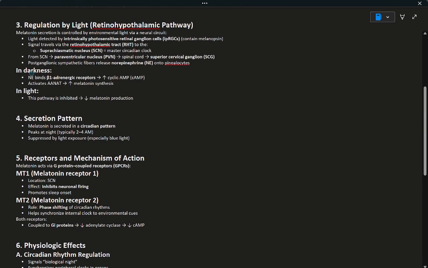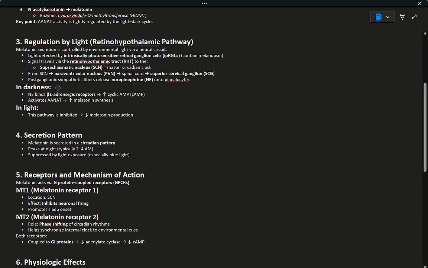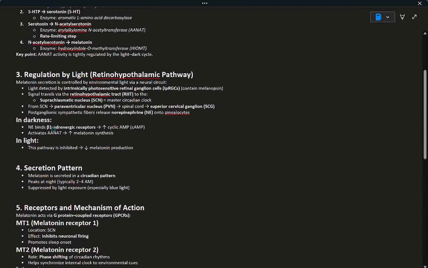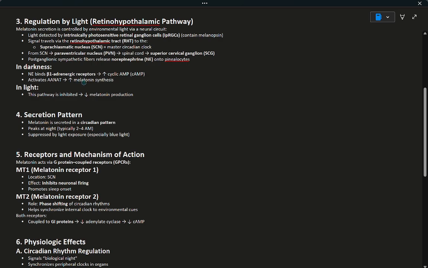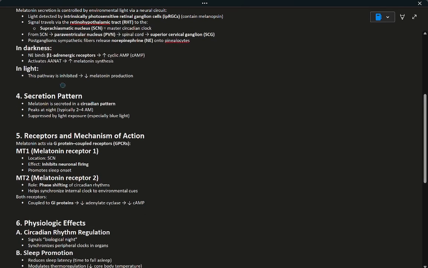So, in a dark environment, the norepinephrine will bind to the beta-1 adrenergic receptors, which leads to the increase in cyclic AMP production. This will activate the AANAT enzyme that we talked about earlier, which will then lead to increased melatonin synthesis. In a light environment, so when it's broad daylight, this same pathway becomes inhibited, and obviously that's going to decrease the melatonin production.